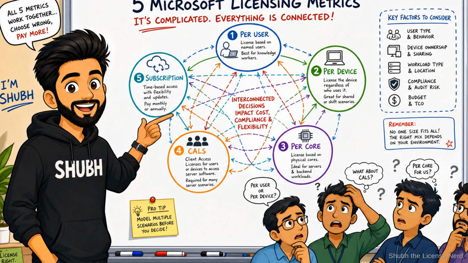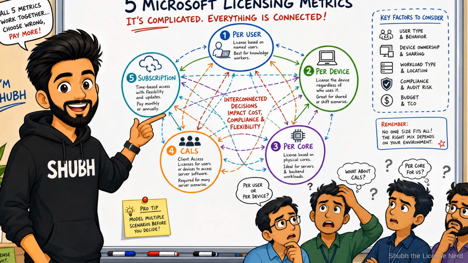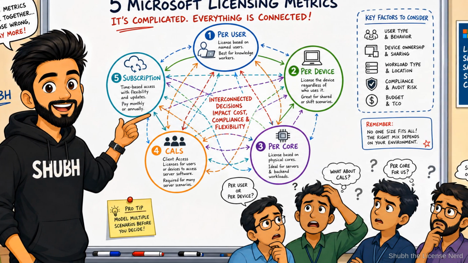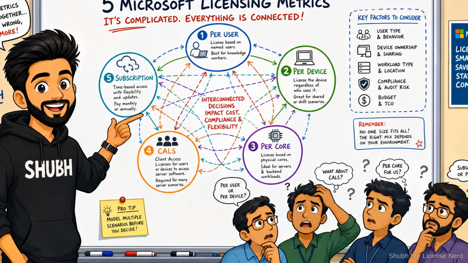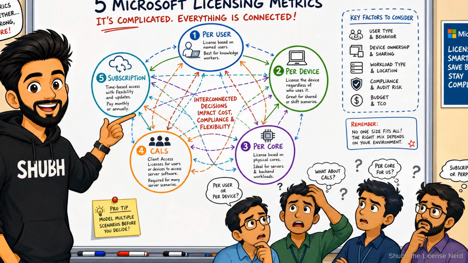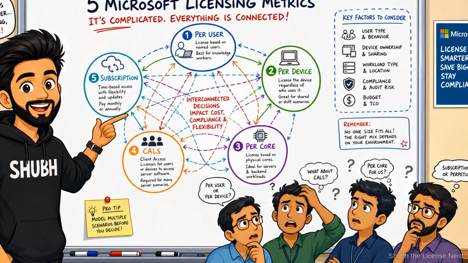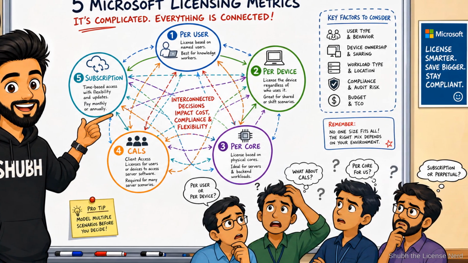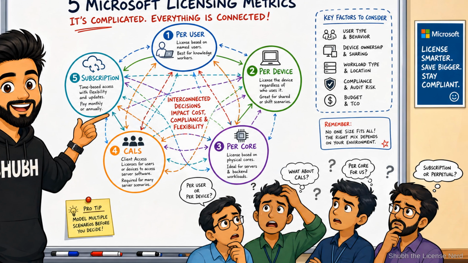Microsoft licensing is uniquely complex because it uses 5 different metrics simultaneously. Per user for Microsoft 365 and Dynamics. Per device for Windows and Office LTSC. Per core for SQL Server and Windows Server, with minimums of 8 cores per processor and 16 cores per server. Client access licenses, both user CALs and device CALs, for server access. And subscription licenses that reset every month. No other vendor mixes this many metrics in a single agreement.